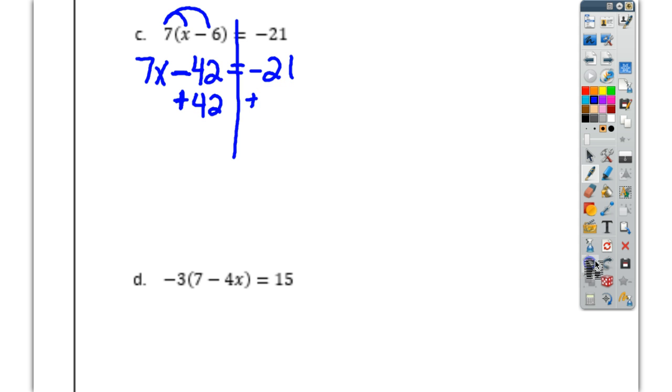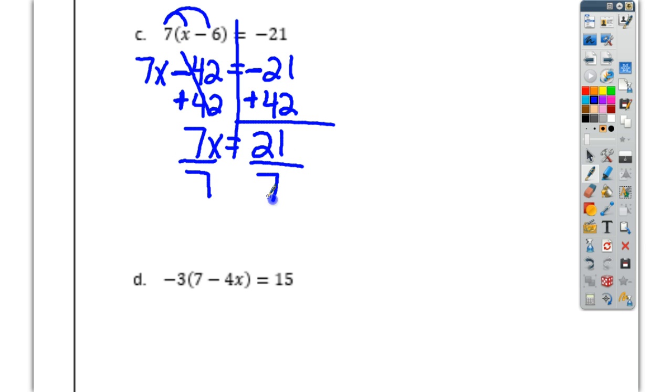Oops. Cancels out. 7x equals, we have a fight, positive and a negative. We subtract, the positive wins by 21. Divide both sides by 7. X equals 3. And you are done there. One solution. One solution for that equation, and it is 3.